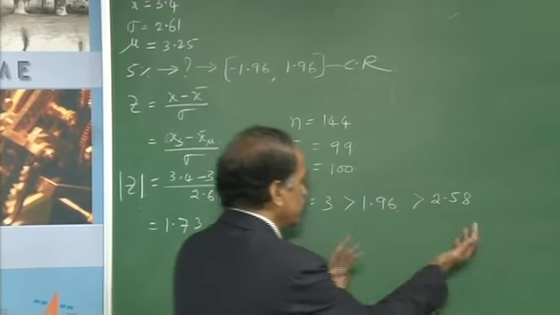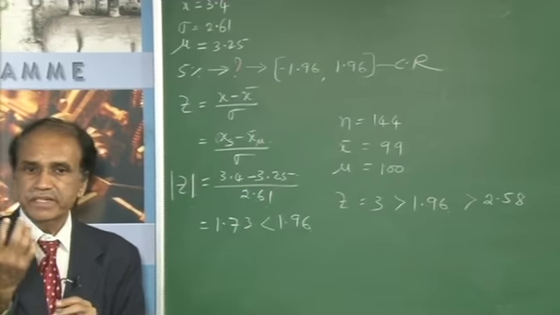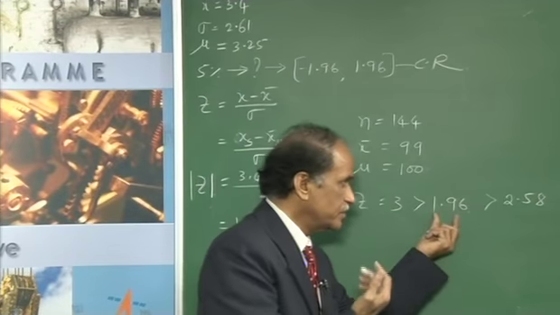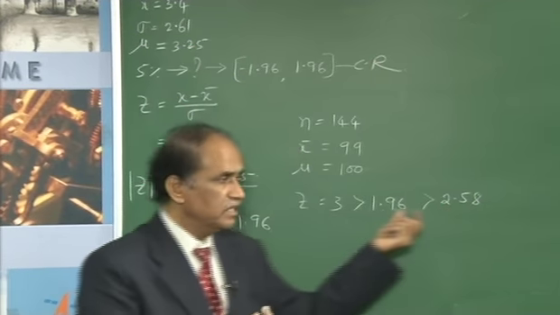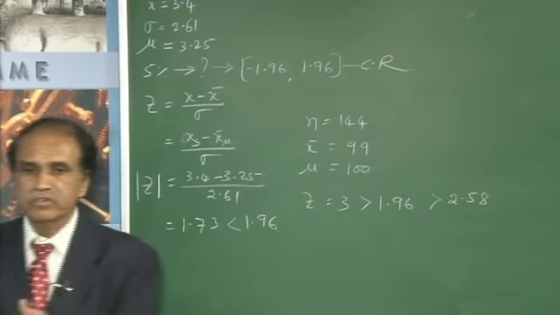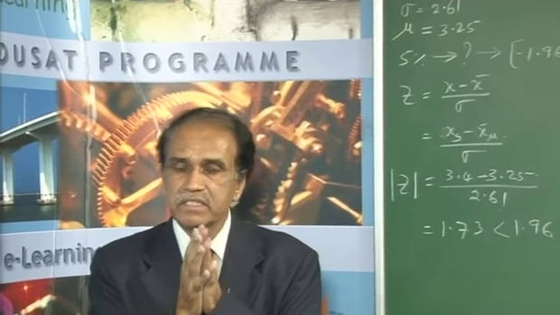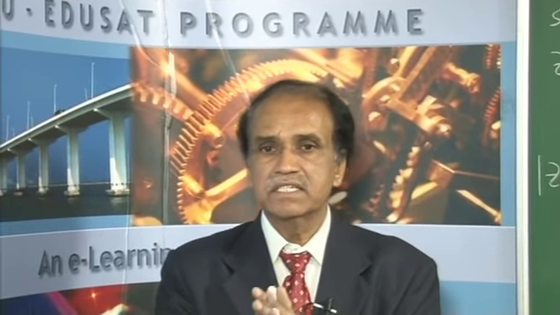In both of these limiting values, z equal to 3 exceeds them. If it is asked at 5%, then you have to go for the first critical region. If it is asked at 1%, then you have to compare with the second critical region. Therefore 3 completely exceeds both of the limits. Therefore you can declare that the person who is selling the sugar as a standard value of 100 kg in a bag is not selling 100 kg in a bag. It may be less than 100 kg.